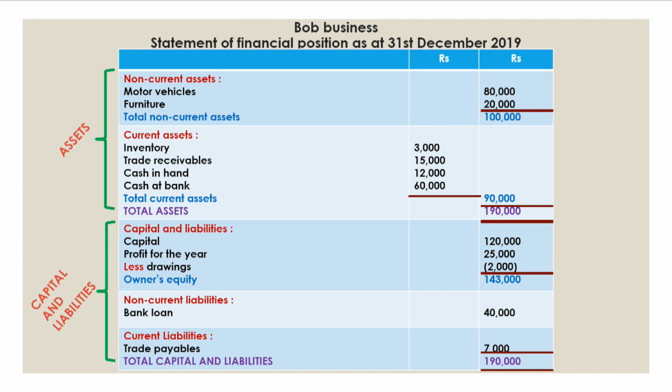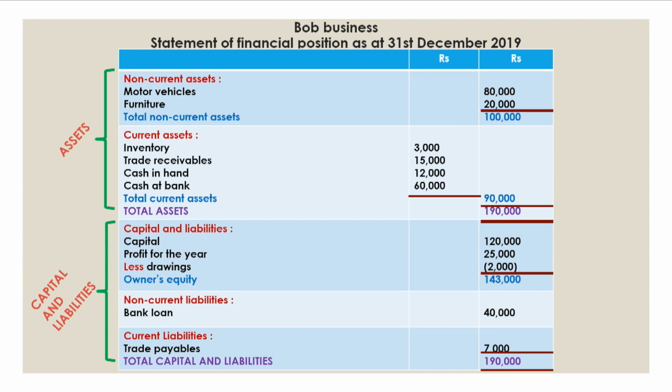Moving on, we are going to record all capital and liabilities. The capital is 120,000 rupees, profit for the year 25,000 rupees, and we need to deduct drawings of 2,000 rupees. As you can see, the amount of drawings is put into brackets as it should be deducted. This gives us an amount of 143,000 as owner's equity.